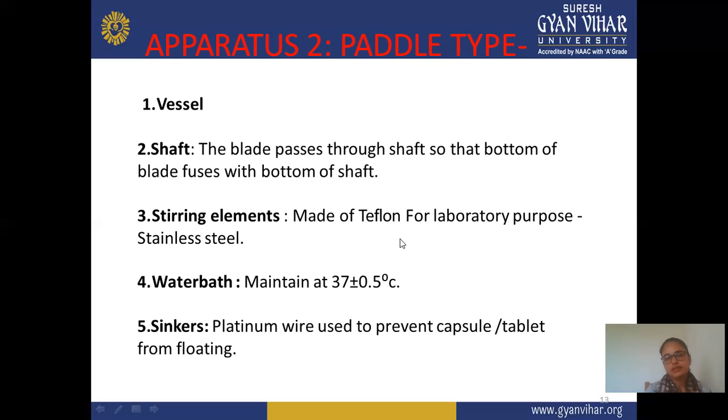Next is the sinker. The sinker is mainly made of platinum, used to prevent the capsule or tablet from floating. Means with the help of the sinker, the tablet won't float, or it can stay stable at a particular desired site. So it helps to prevent the floating of your tablet. For this purpose, a platinum wire sinker is used.